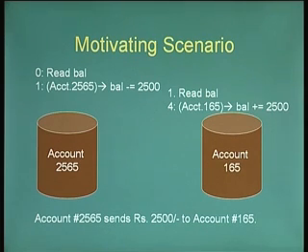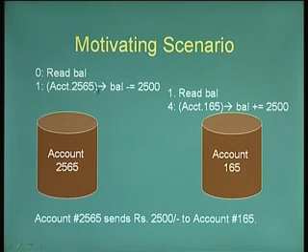2500 rupees to another account number 165. So let us say at time t equal to 0, however we define our time, a transaction begins, or a set of database operations begins. The application program that is making this wire transfer will initiate some database operations which will first read the balance of account 2565. Now it will read the balance amount, and because it is a withdrawal from this account, 2500 will be deducted from this balance.